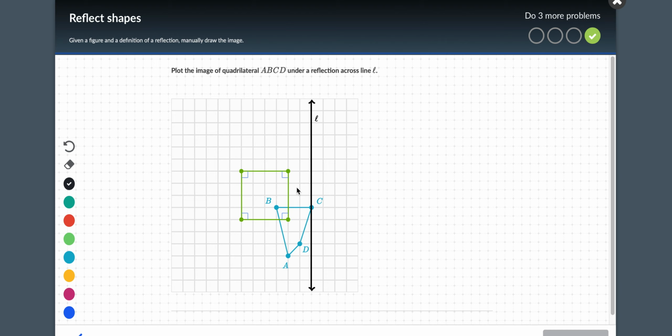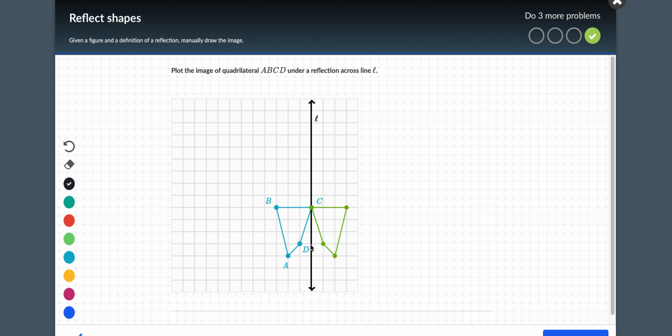Okay, so plot the image of ABCD under reflection across line Y. So C is actually going to be in the same spot, because if any point is on the line, it just stays there because it's 0 points from the line. Let's see, I'm just going to rotate this a little to make it easier. Okay, and B is 1, 2, 3 units from the line. 1, 2, 3.